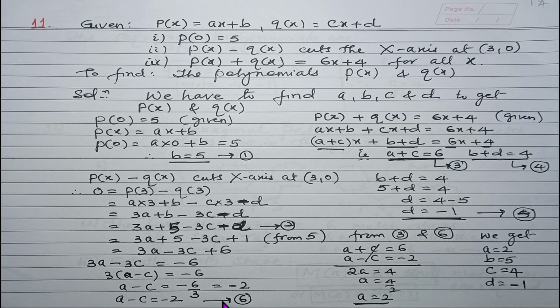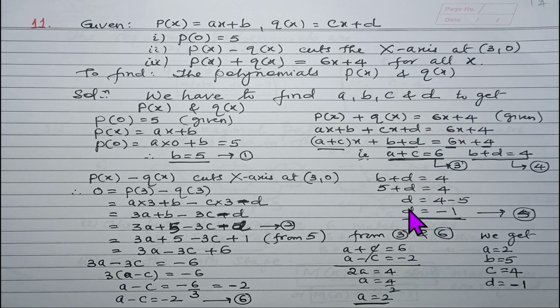So we have got the equation a minus c is equal to minus 2, but also we have a plus c is equal to 6, so we can solve equation 3 and equation 6, that is a plus c is equal to 6 and a minus c is equal to minus 2, 2a is equal to 4, a is equal to 4 by 2 and a is equal to 2.